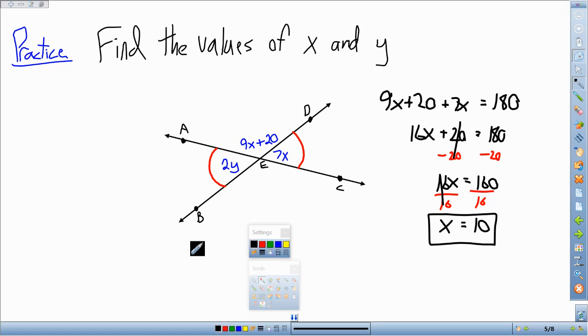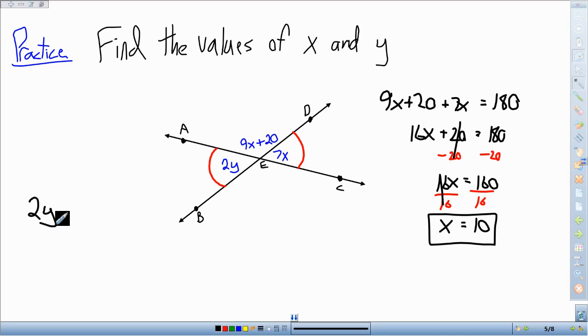All right, so if this were me, I think it's a lot easier to notice that these are vertical angles, and that means they are equal. So I know that 2y is equal to 7x, right? Right now, that's impossible to solve if I didn't know what x equals, but I do. So let's go ahead and plug it in. So 2y equals 7 times x. 7 times, we figured out that x was 10.